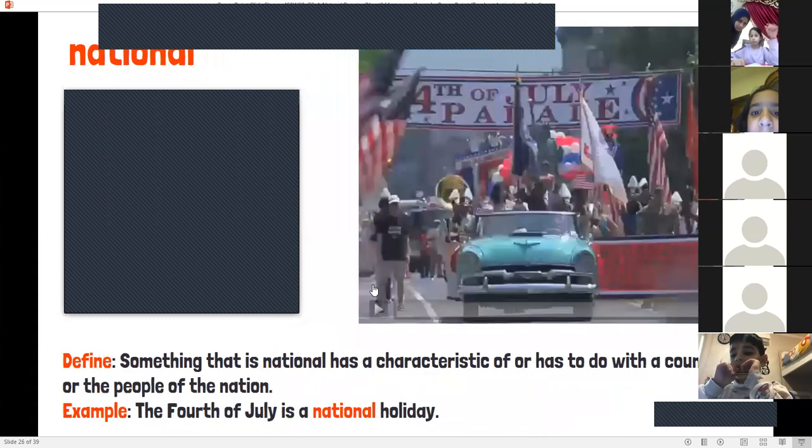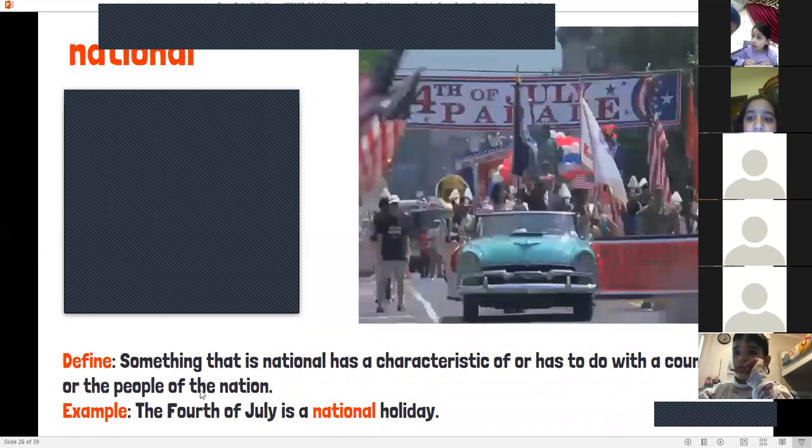Next, I have the word national. National is related to the country. Everything that happens in Lebanon, we say it is national. Something that is national has a characteristic of or has to do with a country or the people of the nation. Like the national anthem. You know what the national anthem is? What we sing during... what is it called?